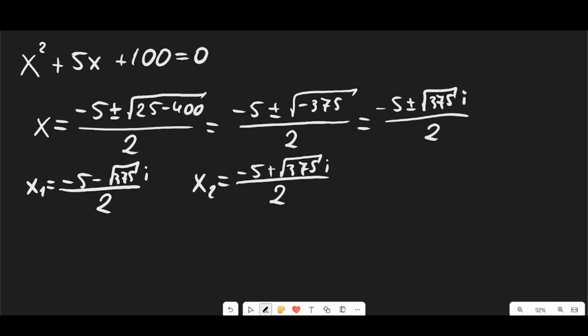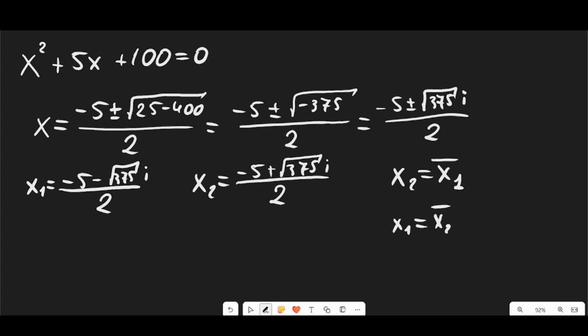If you look at the coefficients of the i terms, they have opposite signs. So this means that x2 equals the conjugate of x1, and similarly, x1 is the conjugate of x2. If you are given any real coefficient polynomial whose degree is 2, its roots must be conjugates of each other.